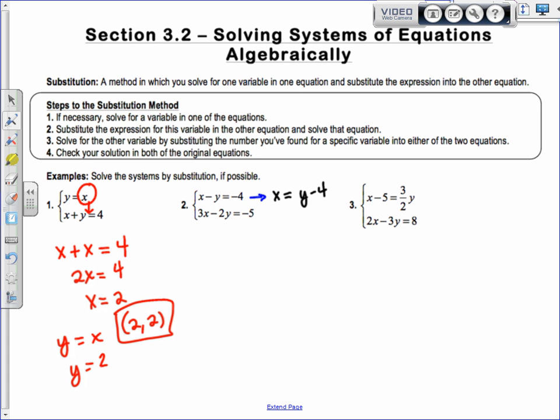So once you have one of the variables by itself, so if you have x or y by itself, we had x, we're going to replace that x with y minus 4. So you're going to have 3 times y minus 4 minus 2y equals -5. So 3y minus 12 minus 2y equals -5.